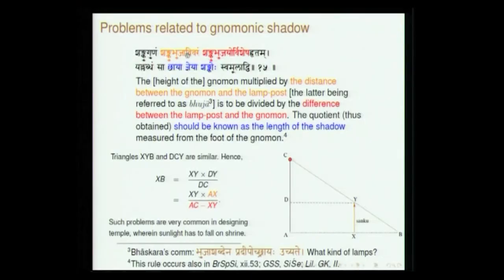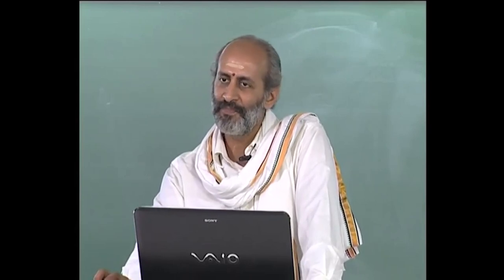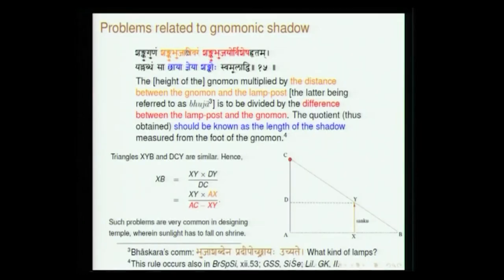Now, I move on to problems related to the Shanku. Shanku Gunam, Shanku Bhuja Vivaram, Shanku Bhujayor Vishesha Hritam, Yal Labdham Sat Chaya Jneya Shankoho Swamuladhi. This is a verse wherein he presents a certain formula which has to do with the shadow, how to obtain the shadow length and so on. In the figure, XY is the Shanku, this is our device with which we carry on the experiment, and here AC represents the lamp post.